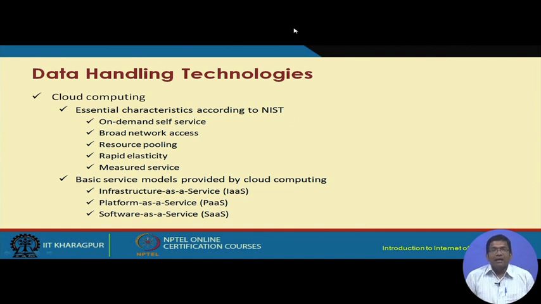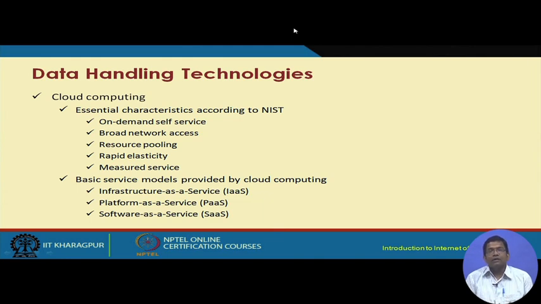There are different data handling technologies that are available for use. Cloud is one such popular technology. Here, cloud basically has some of the essential characteristics as per the definition of NIST: on demand self service, broad network access, resource pooling, rapid elasticity, measured service.